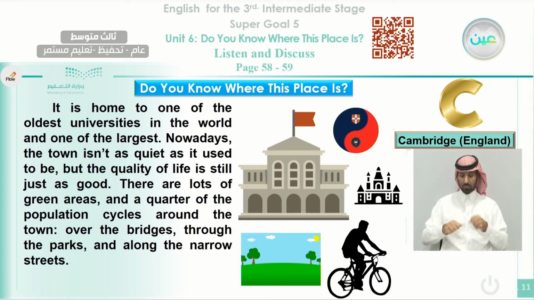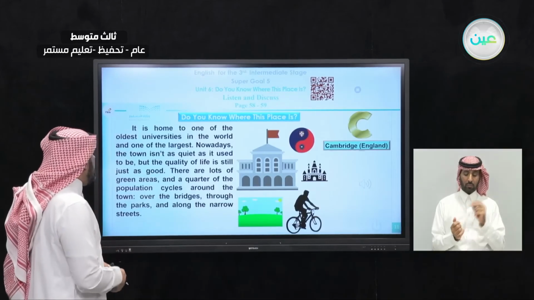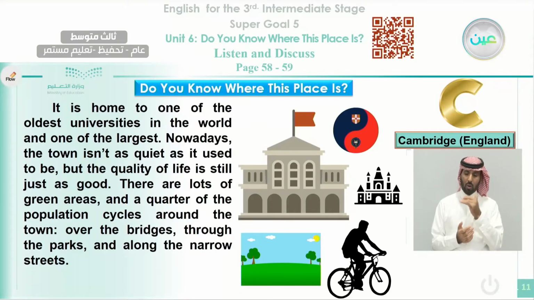There are lots of green areas. You know, the green areas. There is grass everywhere. There are trees. And a quarter of the population cycles around the town. By population we mean the number of people who live there, over the bridges, through the parks, and along the narrow streets. This is a very good area for walking.